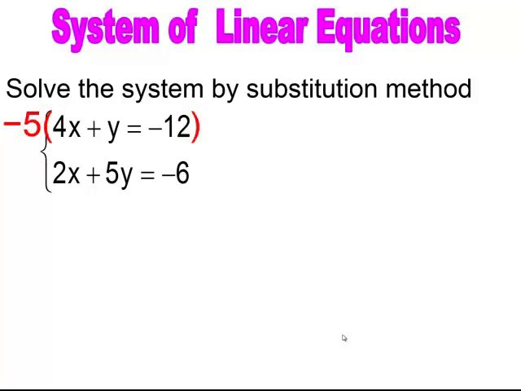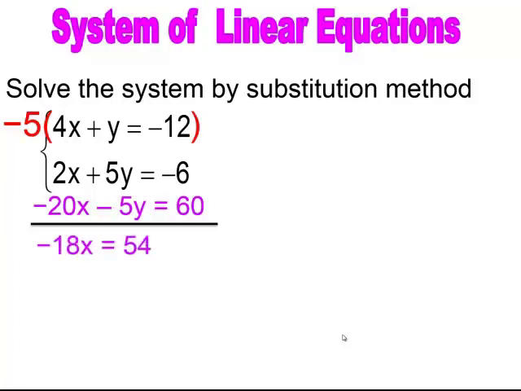So I chose to multiply through by negative 5 the first equation to eliminate y first. So I end up getting a negative 20x minus 5y equals 60, and I'm going to add it to the second equation. So my y's are going to eliminate out. I'm going to get a negative 18x equals 54, and I'm going to solve for x, and I get x equals a negative 3.